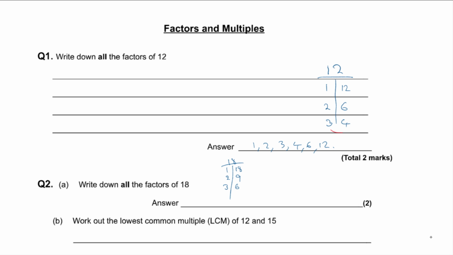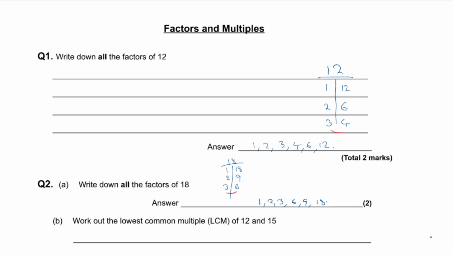5, no, 5 doesn't. And I've kind of met myself coming down the other way because there aren't any more numbers between 3 and 6 to try. I've tried all of them and they're not factors, so I know I've got all of them. So again, factors of 18 are going to be 1, 2, 3, 6, 9 and 18.